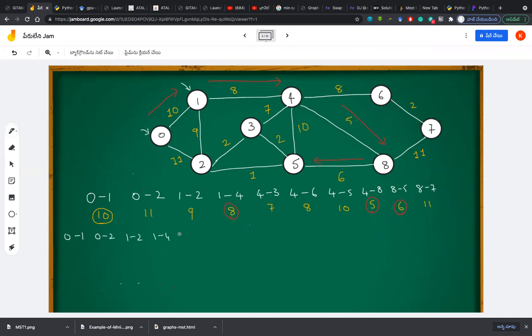If you keep it like this, then there will be no confusion on your side. 4 to 6, 4 to 5, 4 to 8, 8 to 5, 8 to 7. Until now, I will write all the numbers that I have. 10 has been selected already. 11, 9, 8 been selected. 7, 8, 10, 5, 6, 11.